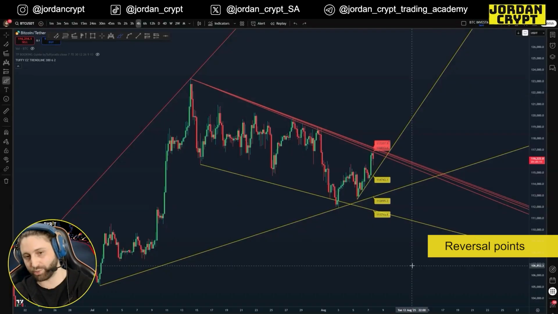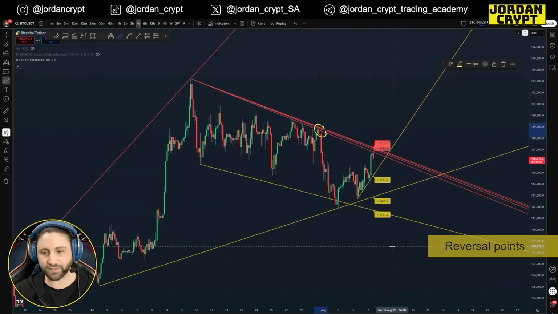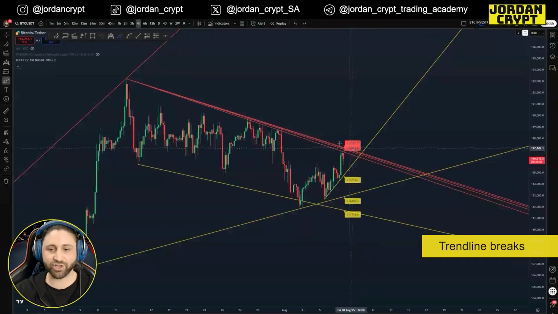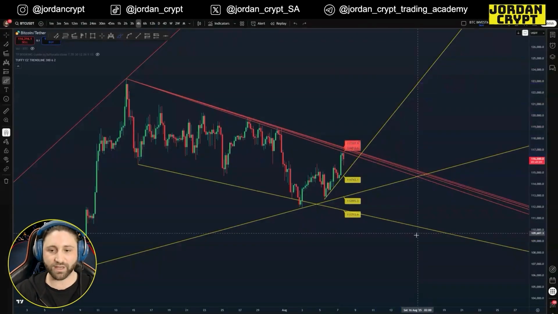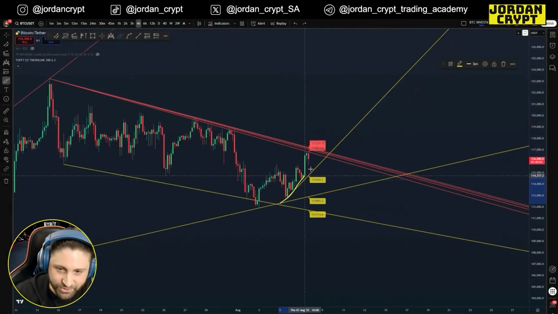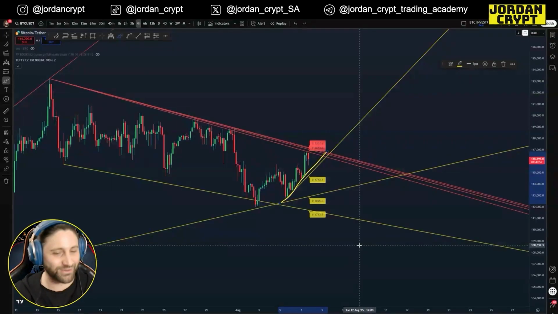So it gives you reversal points, as we saw here. It also gives you trend line breaks. Eventually, these trend lines are going to break, and that is when we would have the move to the upside. We can also see this beautiful trend line within the other trend lines.